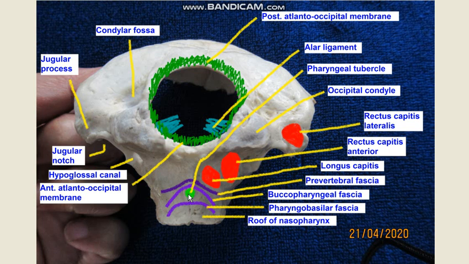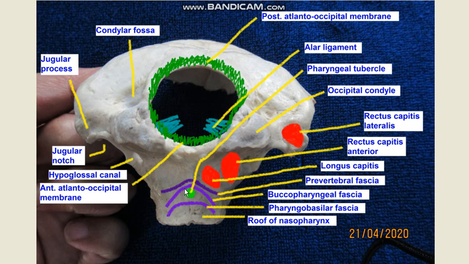Just in front of the foramen magnum, the basilar part of the occipital bone on its lower surface has got a midline elevation. This is called the pharyngeal tubercle. This pharyngeal tubercle gives attachment to the midline raphe of the constrictor muscles of the pharynx, that is the superior constrictor, middle constrictor and inferior constrictor. All the three muscles have a common attachment over here to the pharyngeal tubercle.